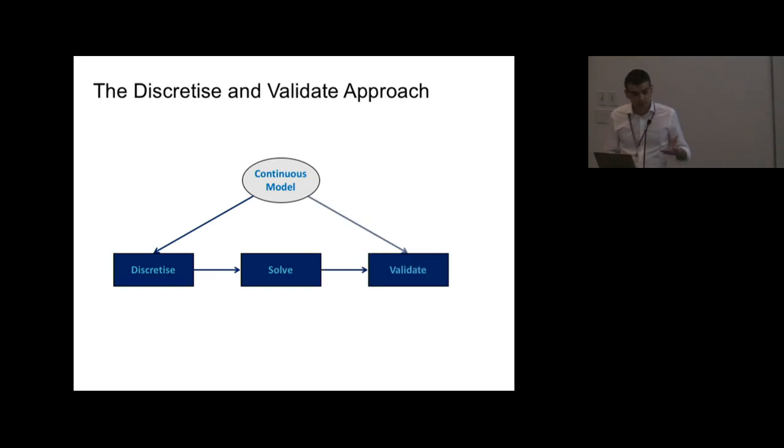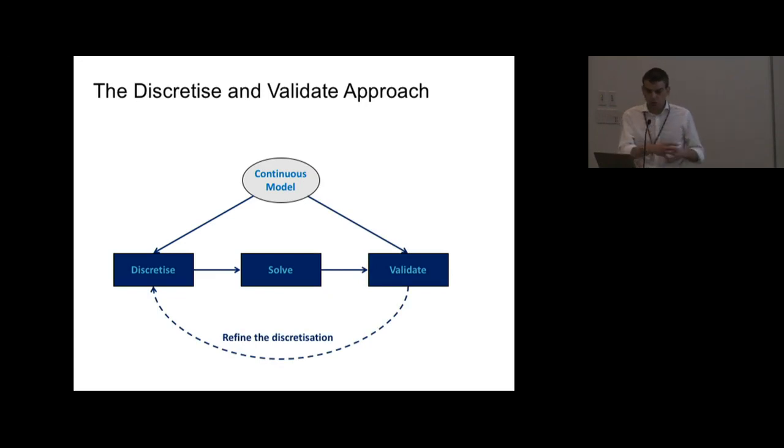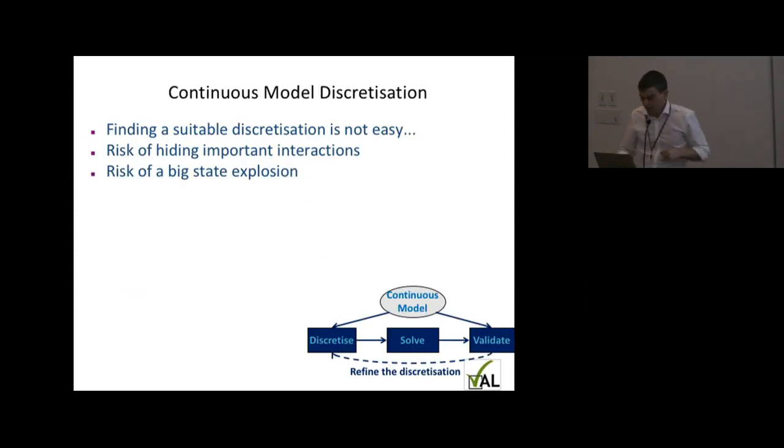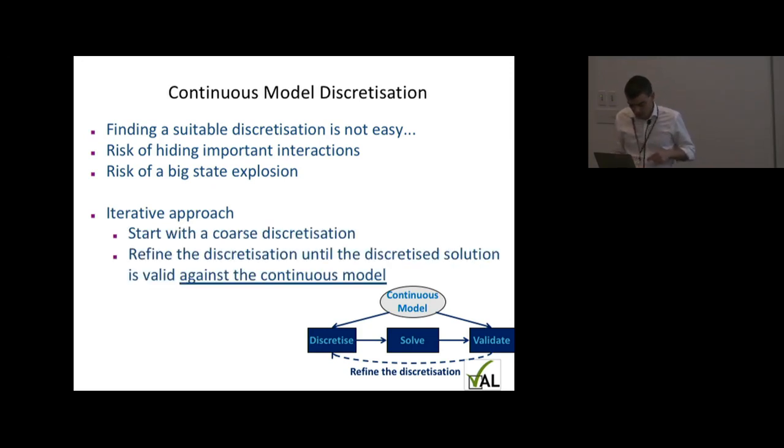And then we validate the solution we found against the continuous model, to check that the solution we found with the discretized model is still valid according to the continuous model. If it's not valid, then we iterate, we refine the discretization and we iterate. Of course, finding a good discretization is not easy, because if you use a too-coarse discretization, you risk missing information. And if you use a too-fine discretization, the problem is that the finer the discretization, the bigger is the state space. That's why you need to use an iterative approach.